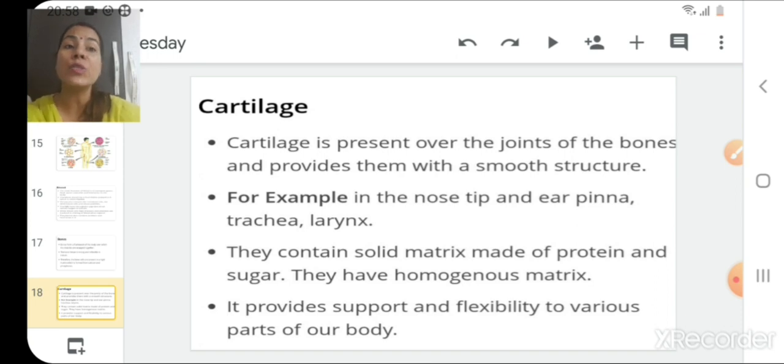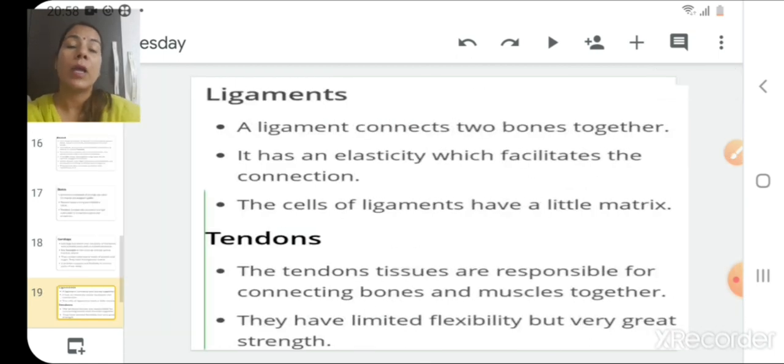They contain a solid matrix made of protein and sugar. They have a homogeneous matrix. It provides support and flexibility to various parts of the body. Now ligaments are also one of the types of connective tissues. A ligament connects two bones together. It has an elasticity which facilitates the connection. The cells of the ligament have a little matrix present in them, and the tendons are also present.